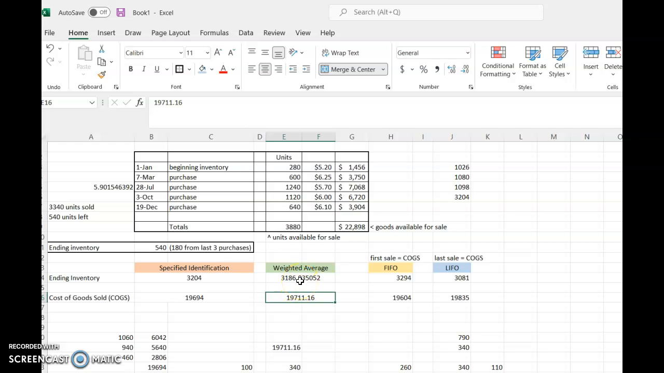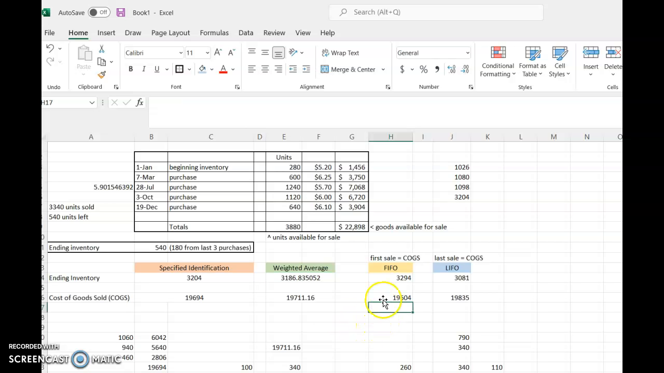And then we're going to do something along the same lines for the ending inventory. So we're going to multiply that same average cost that we did up here, 5.9, times the 540 ending inventory, and that's the weighted average ending inventory of 3,186.835.